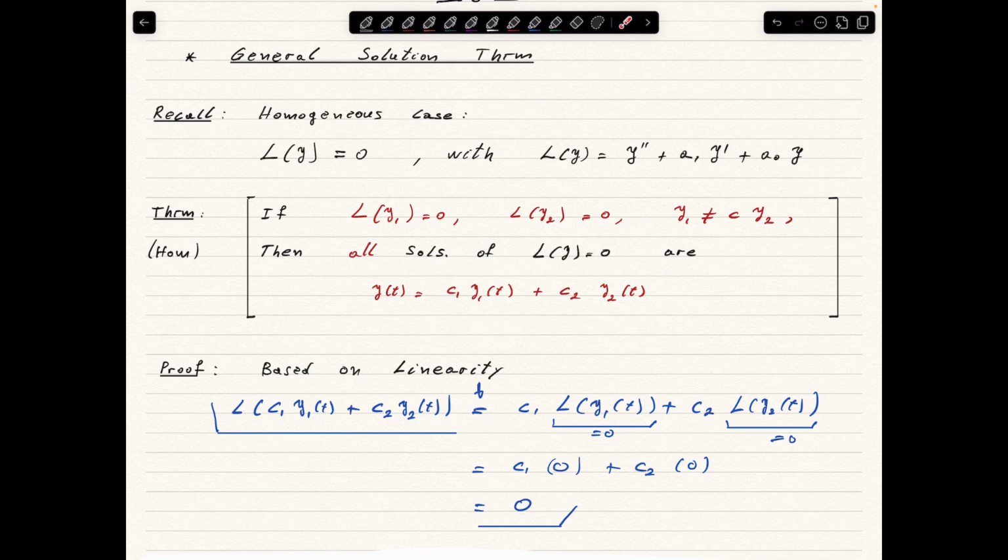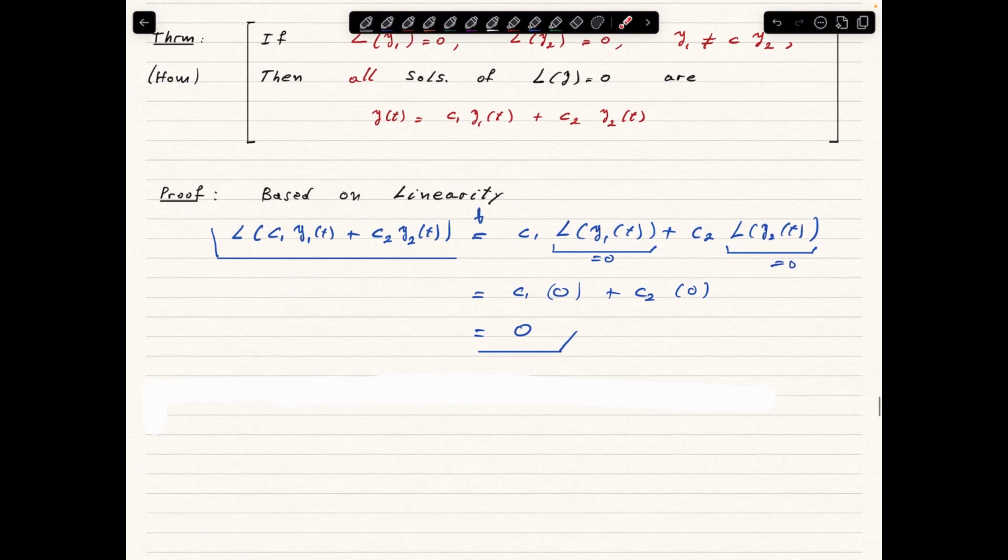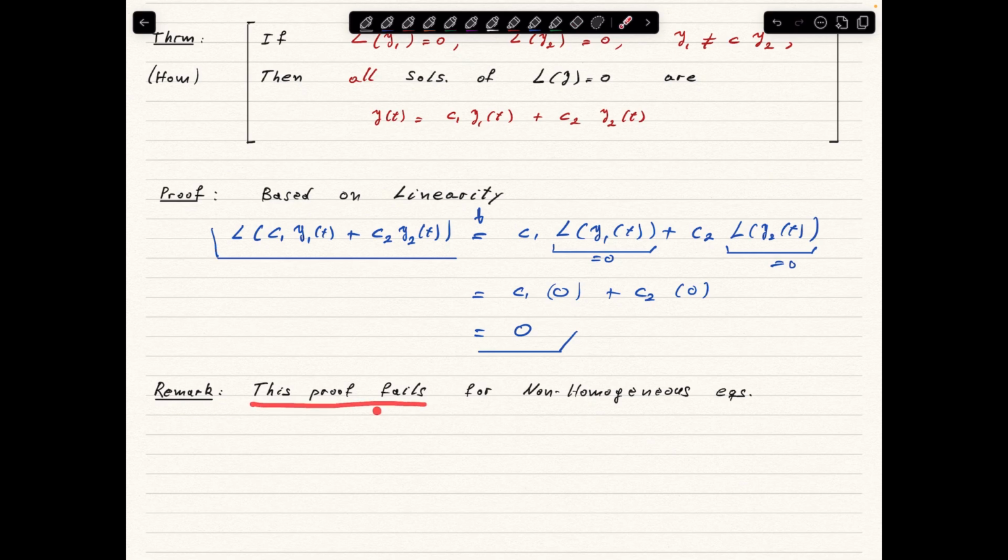What is hard to show in this theorem is that these are all the solutions. But it can be proven. But you need linearity to start proving this theorem. Now, this theorem is not going to work in the case of non-homogeneous equations. So this proof fails for non-homogeneous equations, and what fails is superposition.